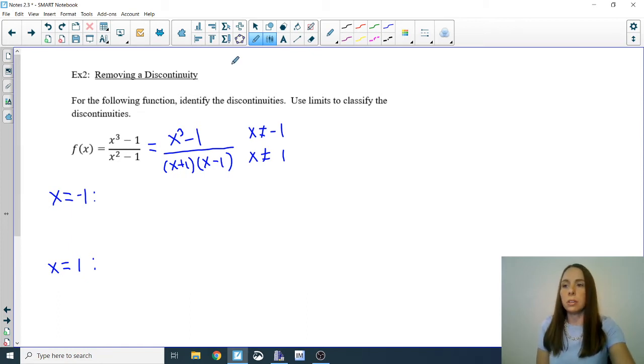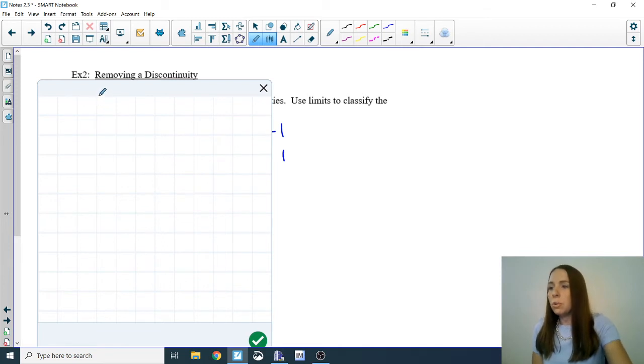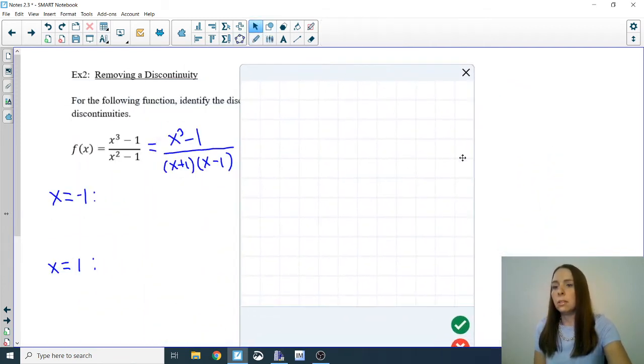Oh, and this is where I can show you my cool thing, if it works. It was working earlier. Okay, can I move it? Yes. Okay.